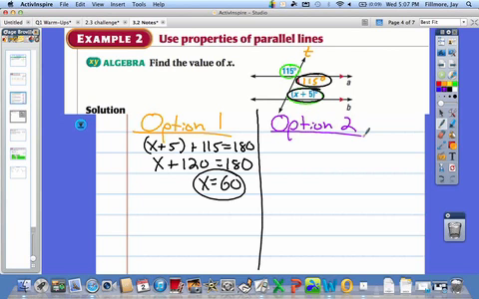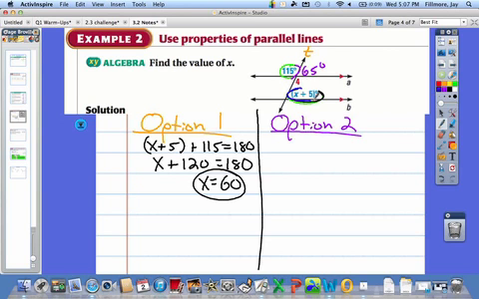instead of using vertical angles, let's use a linear pair and see if that helps us as well, which it will. But if this is 115, these two form a linear pair, so they're going to be supplementary. So this will be 65, because 65 plus 115 gives you 180, so they are supplementary.